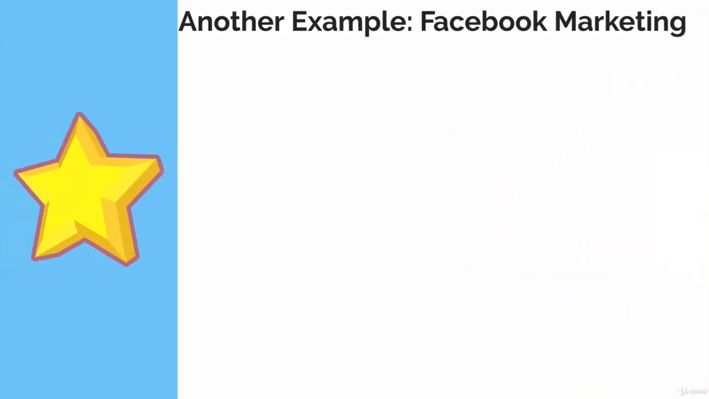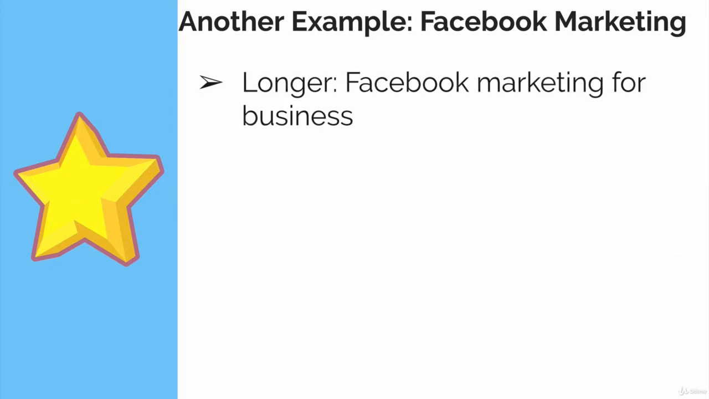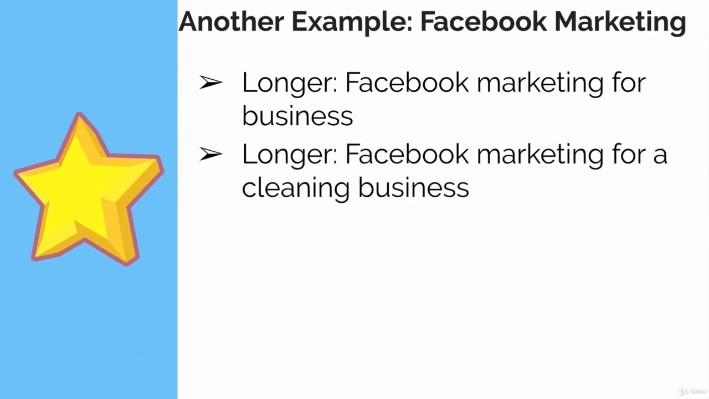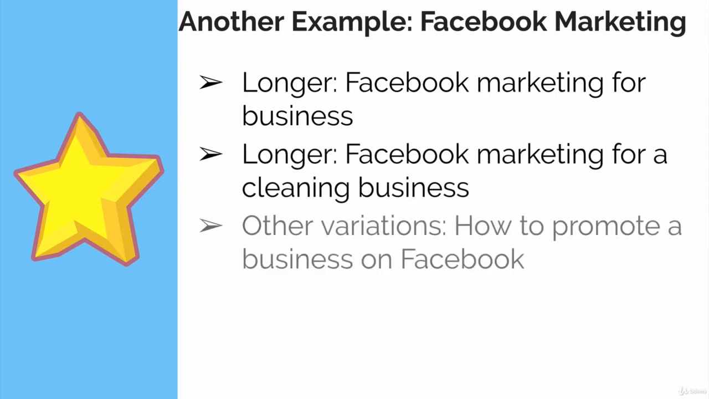Now, another competitive keyword, this will be Facebook marketing. So let's say you're trying to rank for the keyword Facebook marketing, very, very difficult. So the longer version of this is Facebook marketing for business. That's immediately easier to rank for. And the easier way to do this is Facebook marketing for a cleaning business. And another way to change things up is how to promote a business on Facebook.